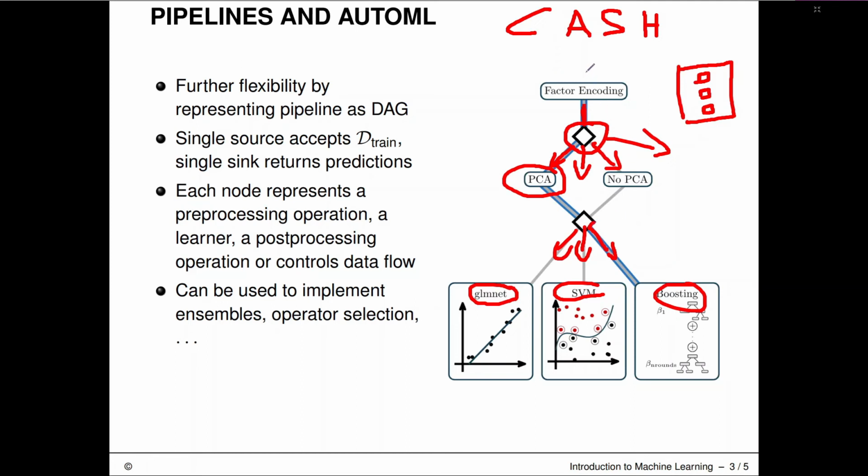So maybe it would be, okay, I guess factor encoding we always have to go through, then it's PCA, and then it's boosting, and the hyperparameter optimizer figures out that under cross-validation, this configured path of the graph actually results in the best cross-validated performance.